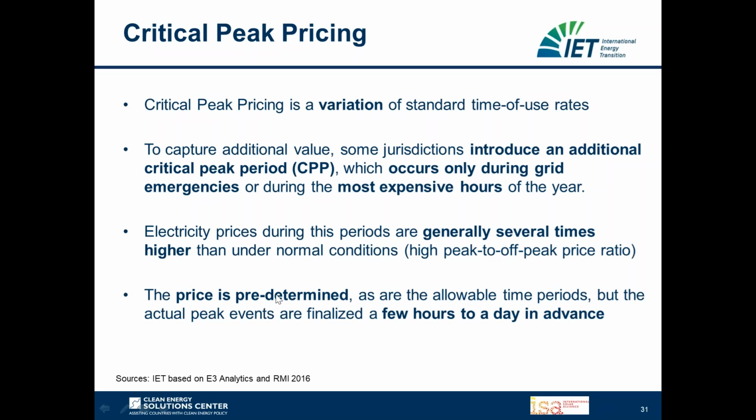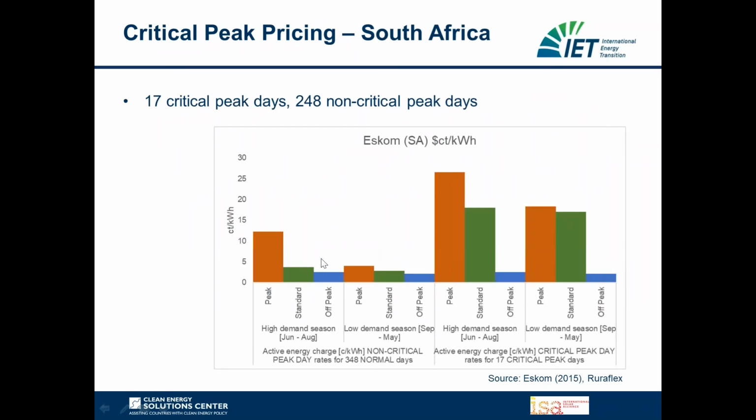What is important to note is that prices are usually predetermined. So it is clear that the critical peak price is, for instance, 10 times higher than the shoulder price or than the off-peak price. However, what is not predetermined is normally when it happens. So the customer needs to be informed a couple of hours or a couple of days in advance when such a critical grid situation will occur and when these critical peak prices will take effect.